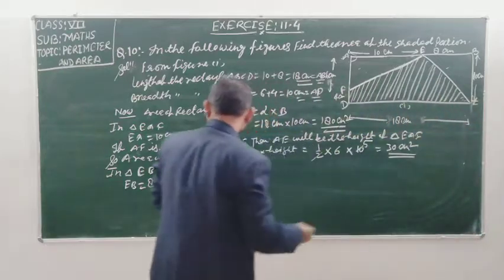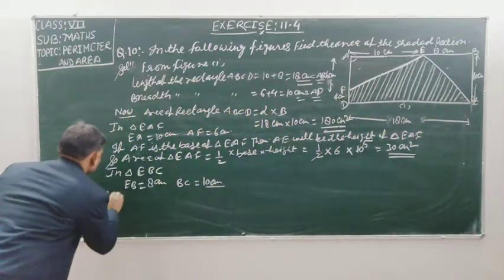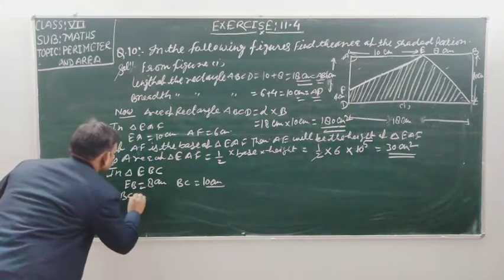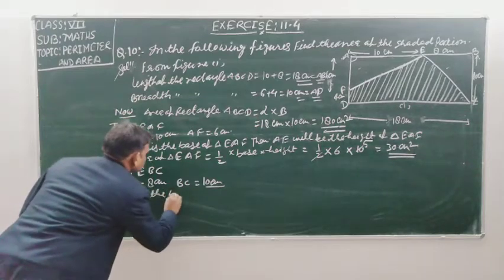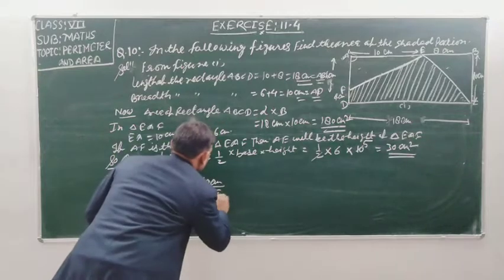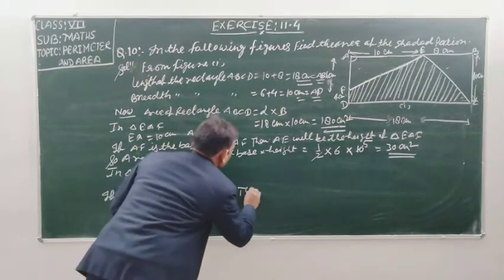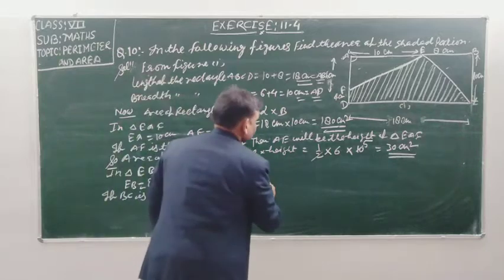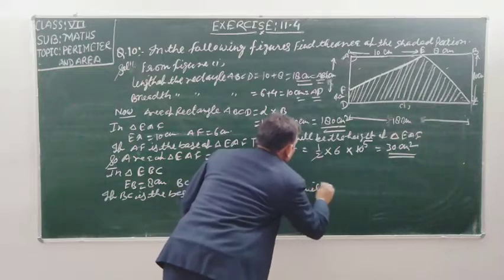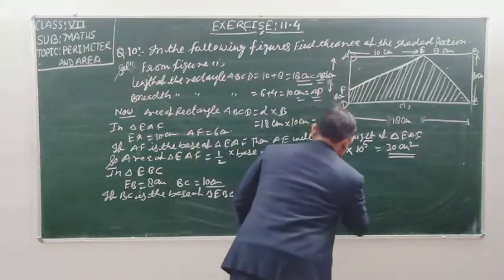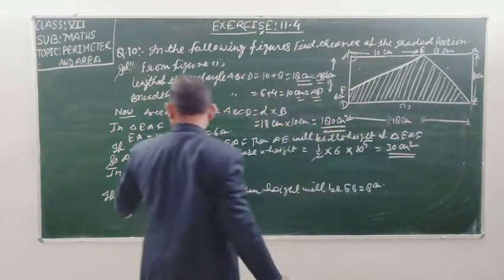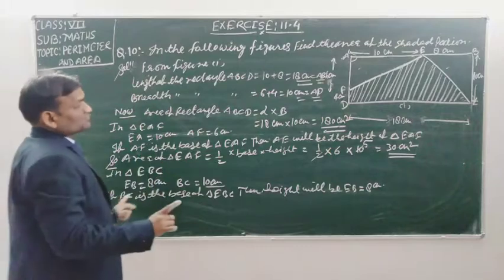So as you like. If BC is the base of triangle EBC, then what will the height be? Then the height will be EB, which is equal to 8 centimeter.